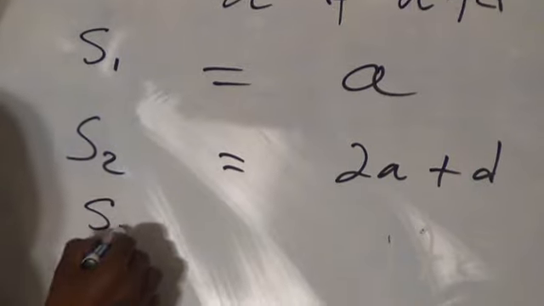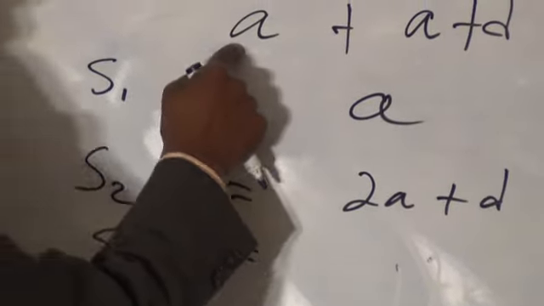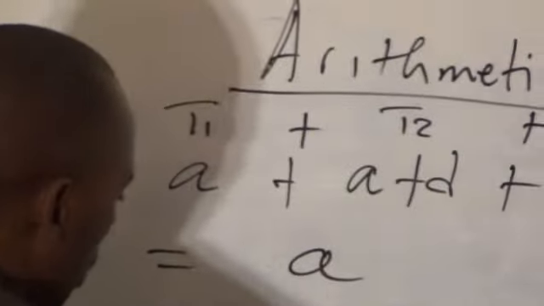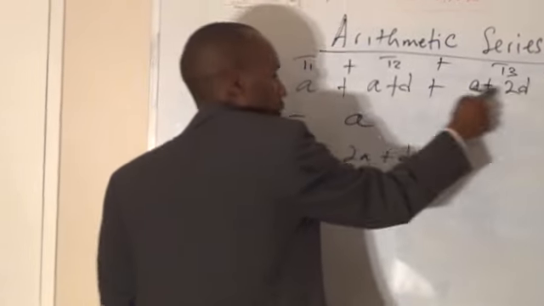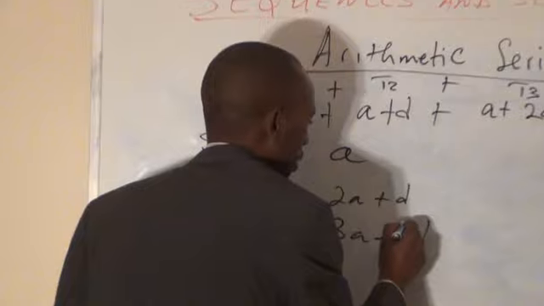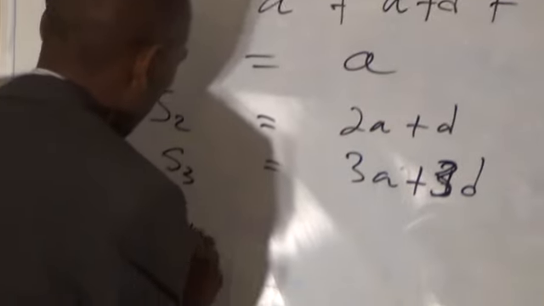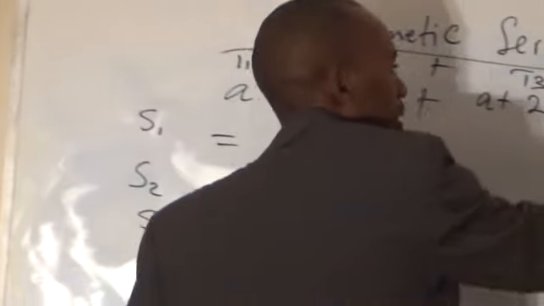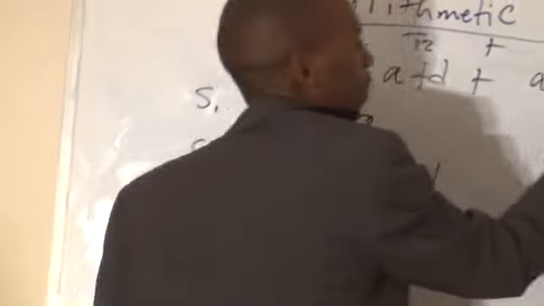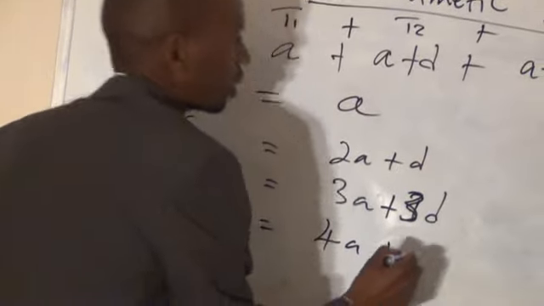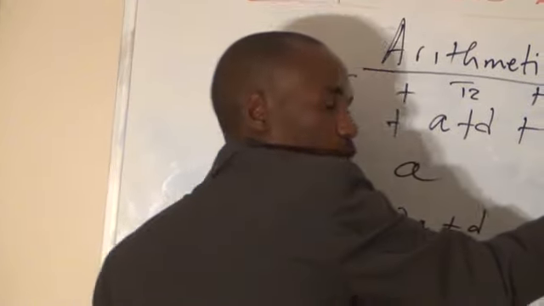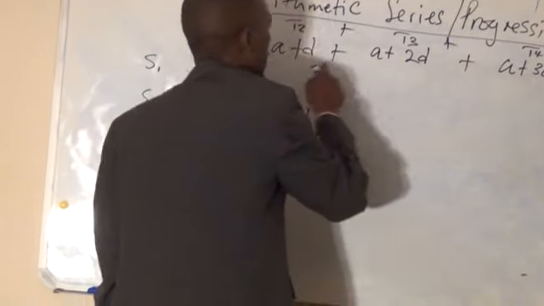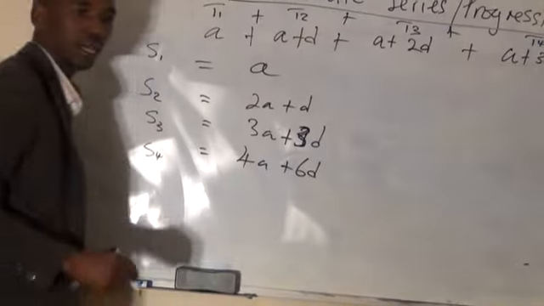What is S3? It's A plus D plus A plus 2D. If we check, it's A plus A plus A plus D plus 2D, which is 3A plus 3D. Is that correct? What will be S4? It will be T1 plus T2 plus T3 plus T4. So that will be A plus A plus A plus A plus D plus 2D plus 3D. Is that correct? So that's 4A plus 6D. Correct?